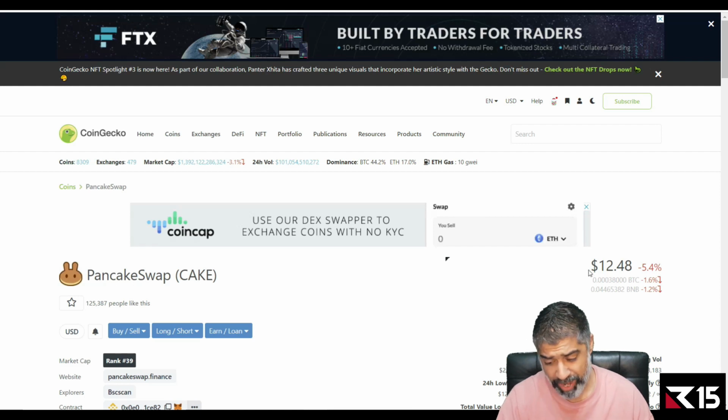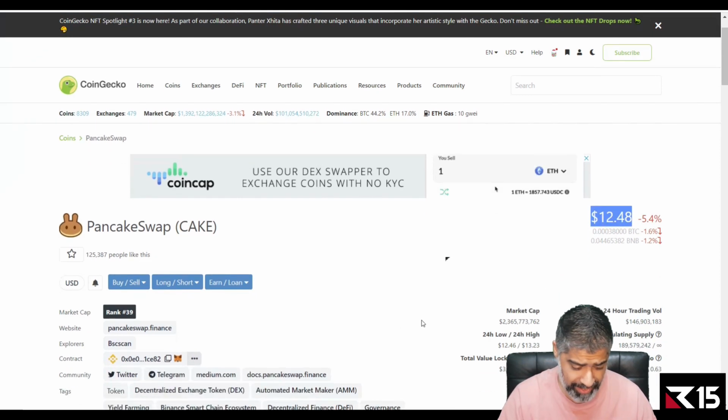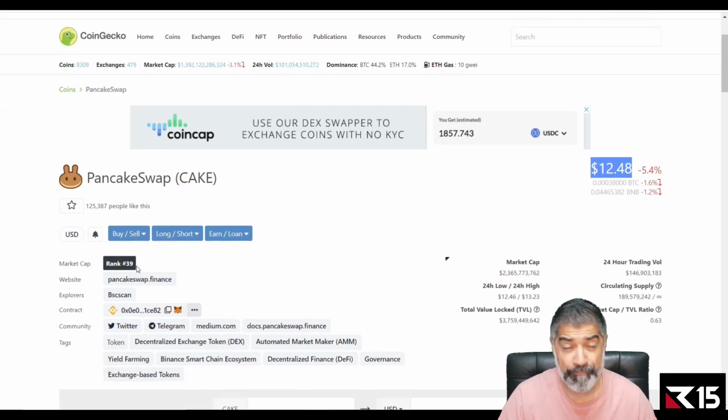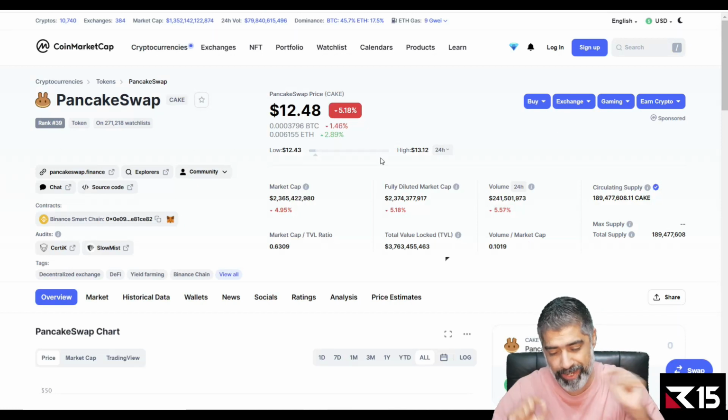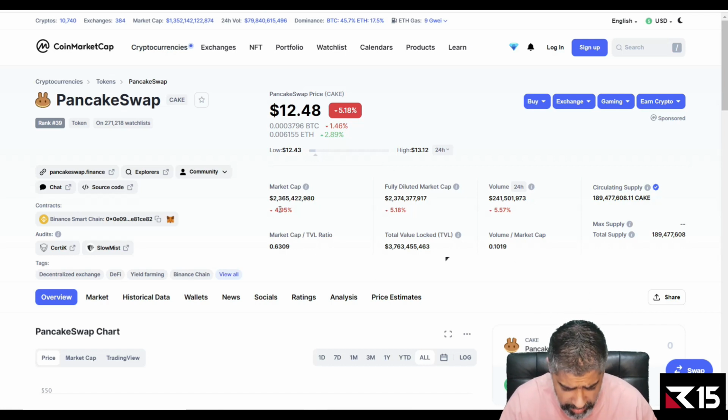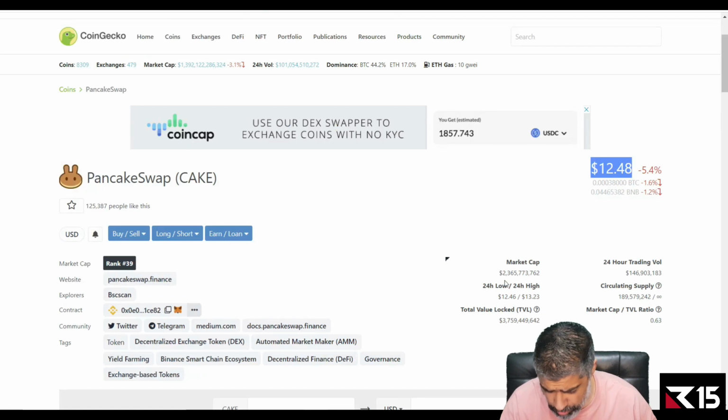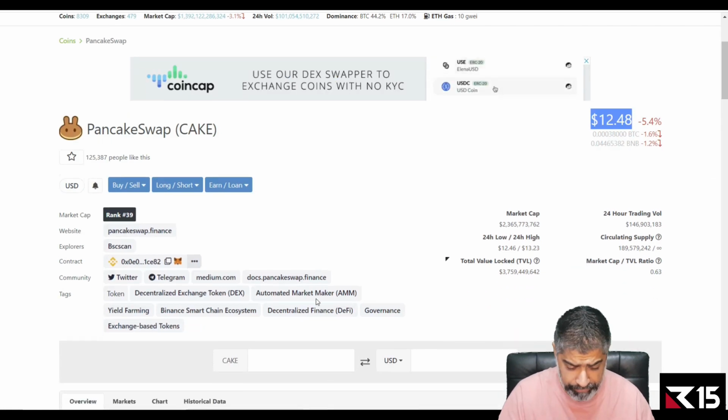Right, so what's the key information? PancakeSwap price today is $12.48. Geez, $12.48 is a top 40 coin. It's currently ranked 39 on Coingecko. Let's see if it's the same on Coinmarketcap. Price $12.48, ranked 39. Sometimes they have slightly different data when it comes to their market cap, but it seems to be bang on the same. Here it's saying it's 2.365. Here it's saying it's 2.365, so it's bang on the same.